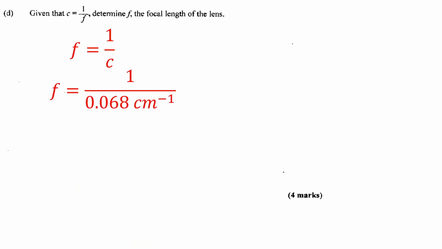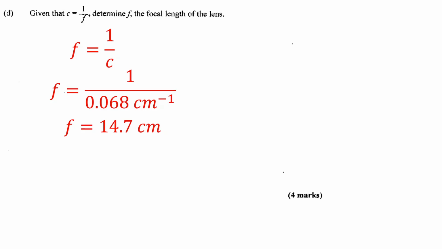Therefore, to calculate the focal length f, we're to use this formula that is given, and we first need to rearrange it to make f equals 1 over c. So when we substitute 1 divided by 0.068 centimeters to the negative 1 power, that will give us that the focal length is approximately 14.7 centimeters.